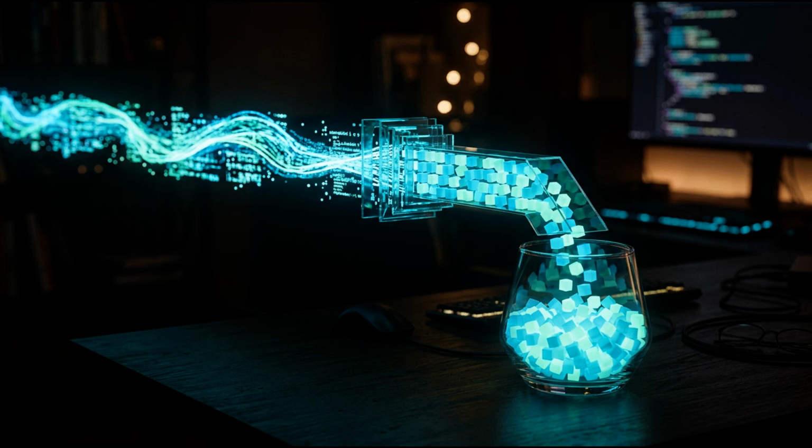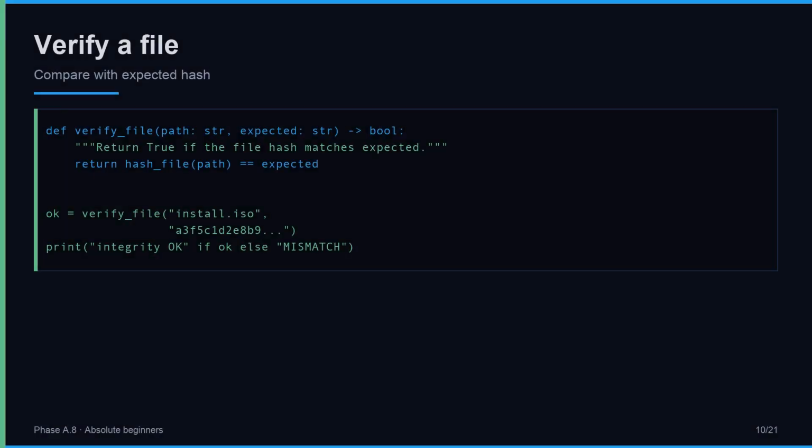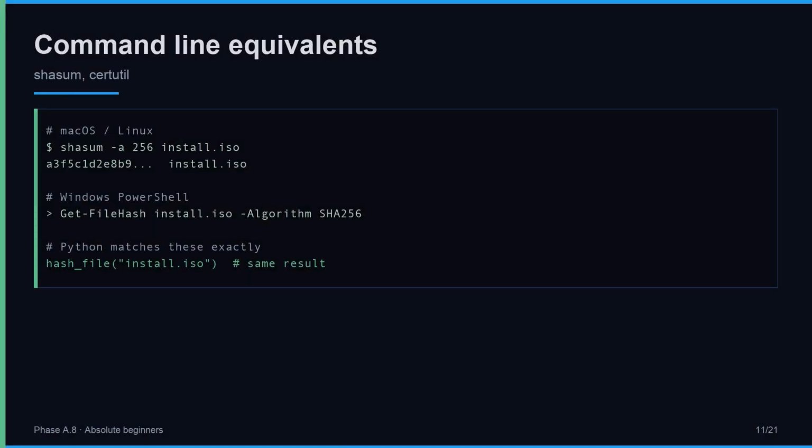Here is the real use: verifying a file. verify_file takes a path and an expected hash, computes the actual hash, and returns True if they match. This is exactly what you do after downloading a Linux ISO or a software installer. The publisher publishes the expected hash, you compute the hash of your download, and the comparison tells you whether the file is intact. A mismatch means corruption or tampering. Throw it away and download again. Your operating system already has hashing tools.